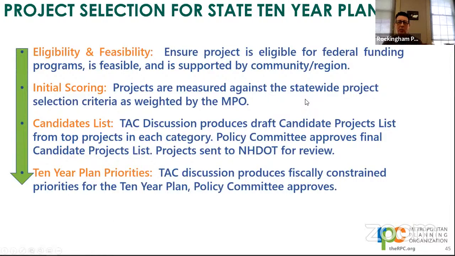So when we did our selection process for the 10-year plan, we looked at a number of things. We first looked at eligibility and feasibility. Is a project eligible for federal funding, and how feasible is the proposal? We did some initial scoring, using those project selection criteria that I mentioned back in the fall, and weighted them and organized and listed the projects by priority. And from that, we created that short list of projects to send to DOT for review.